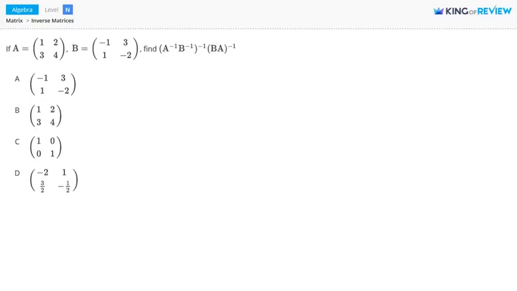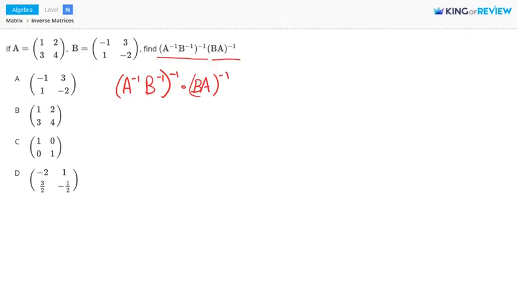In this problem, we want to find the inverse of A inverse times B inverse, times the inverse of B times A. So we have the inverse of A times the inverse of B, and we're taking the inverse of that entire thing, and then times the inverse of B times A.